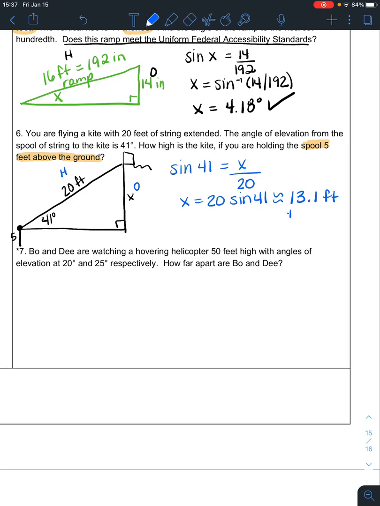Now that's without the 5 feet above the ground, so we need to add that 5 feet back in. So the kite is actually 18.1 feet off the ground.